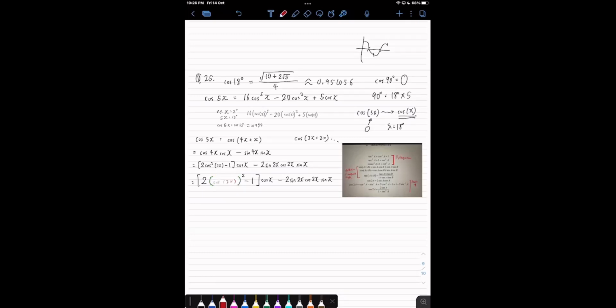Replace with? Replace with cosine, 2 cosine... wait, what? Wait. Yes, 2 cosine square. Yes, carry on. 2 cosine square x minus 1. Very good. Yes, just the key learning point here is that 2x must change to 1x.